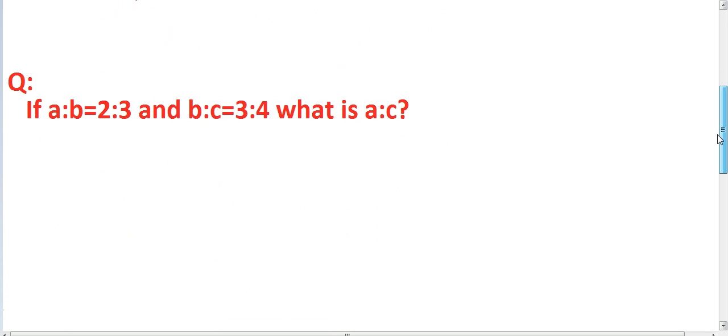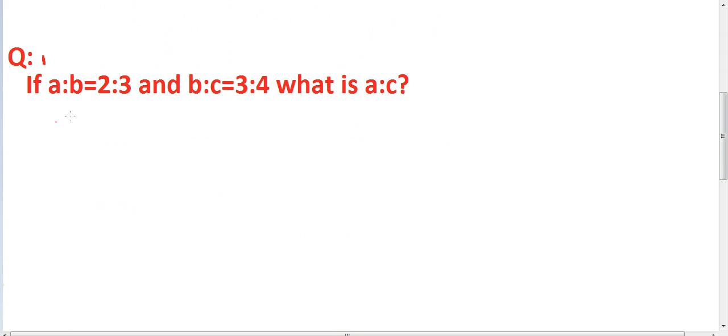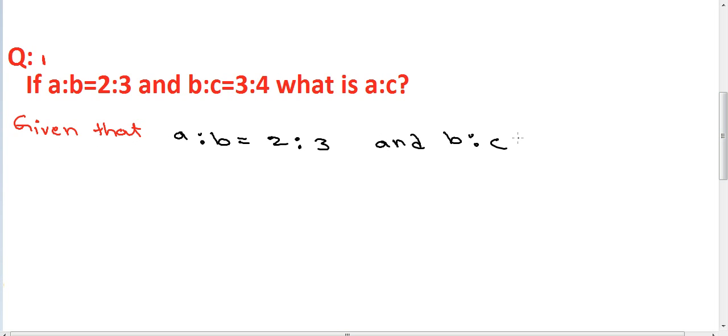One example, question number 1. If A is to B equal to 2:3 and B is to C equal to 3:4, what is A is to C? Given that A is to B equals 2:3 and B is to C equals 3:4. Find out A is to C.